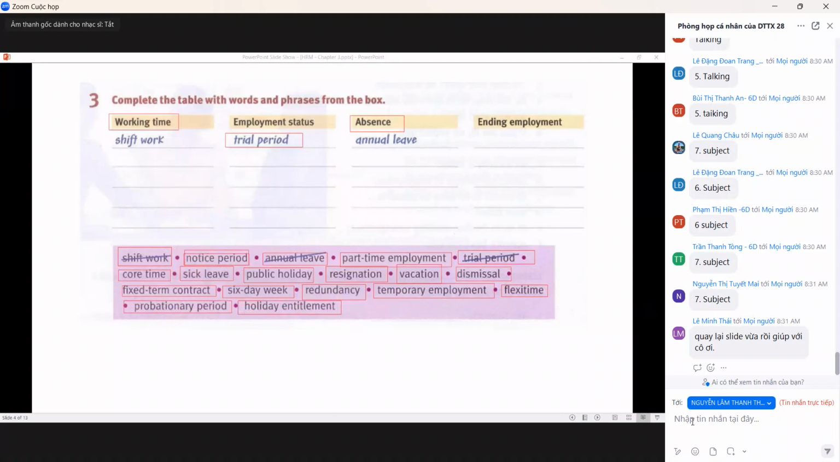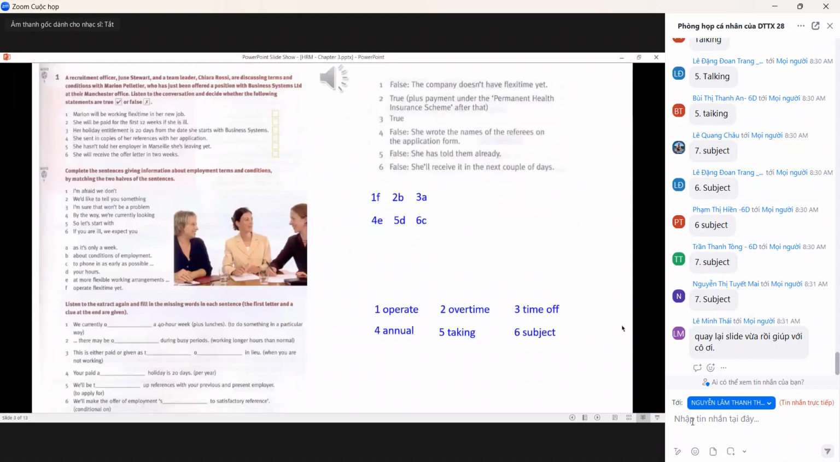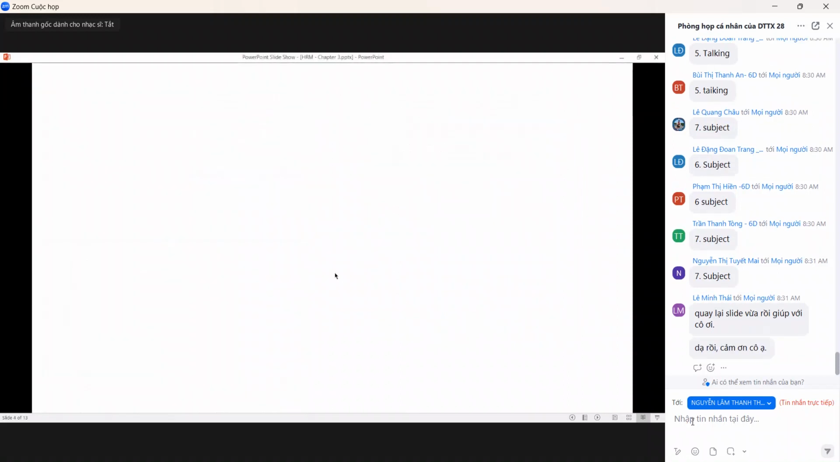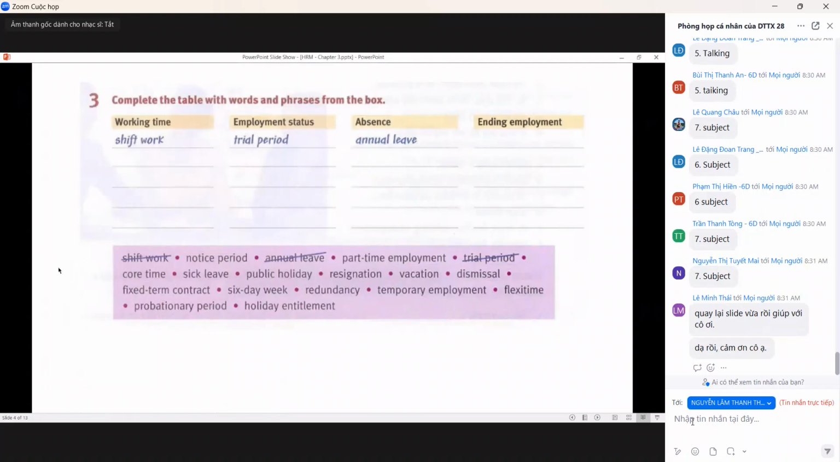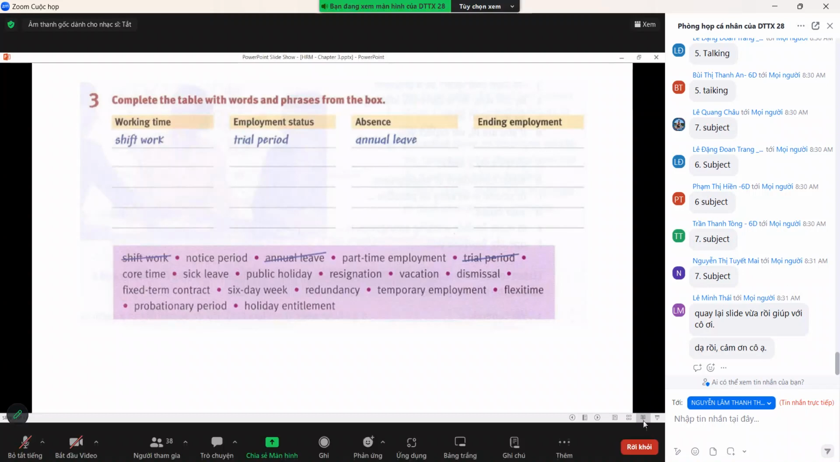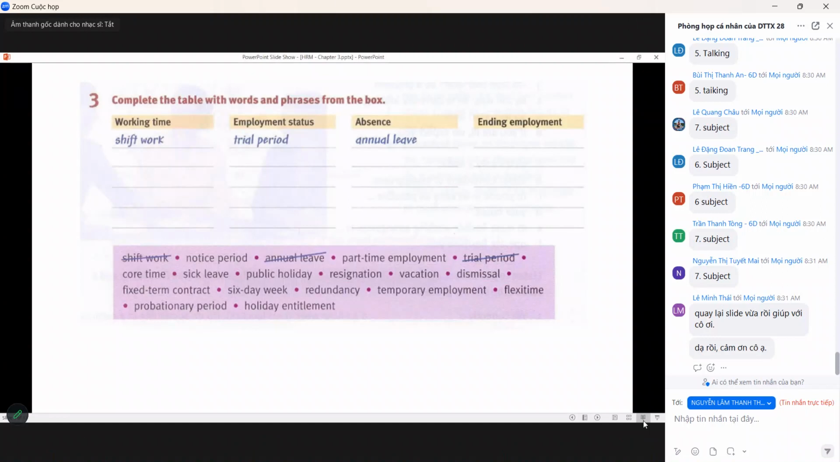Remember, notice periods, that is the time you wait until you don't need to work there anymore. Quay lại slide vừa rồi ạ. Here. Okay. Part-time employment. It's just a time for the people who don't need to work in full time. Part-time, the main one, right? Sick leave. When you have illness or sickness, you can leave. Public holiday. Later. Maybe what else? Well, actually, I don't remember, sorry.